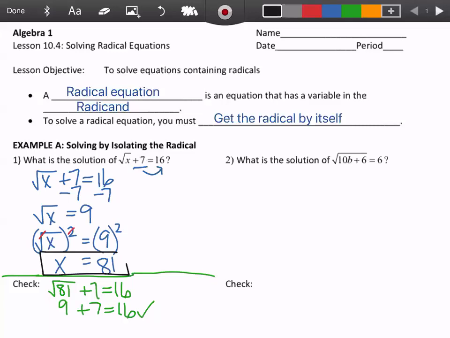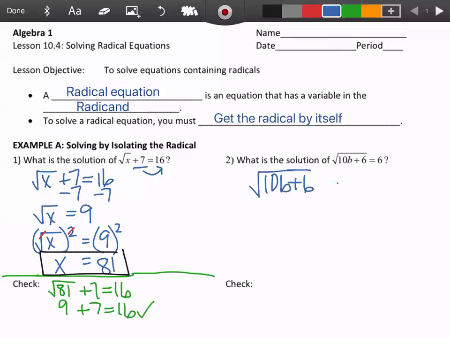So now for number 2, what is the solution of the square root of 10b plus 6, all of that underneath the square root, equal to 6? We don't have to do anything with this positive 6 because it's underneath the square root sign. We actually have to get rid of the square root sign first. So we're going to get rid of the square root sign by squaring both sides.